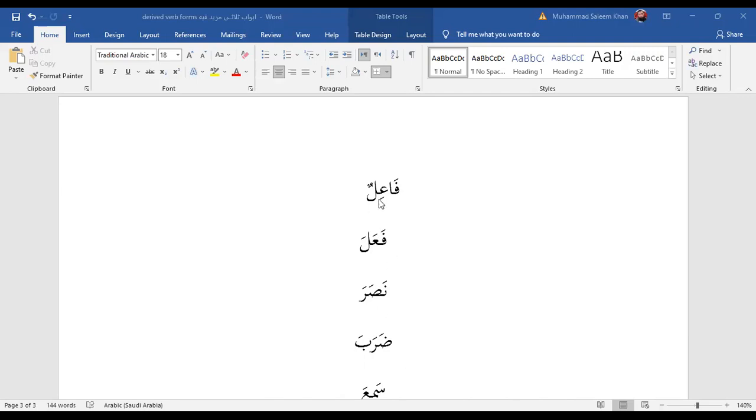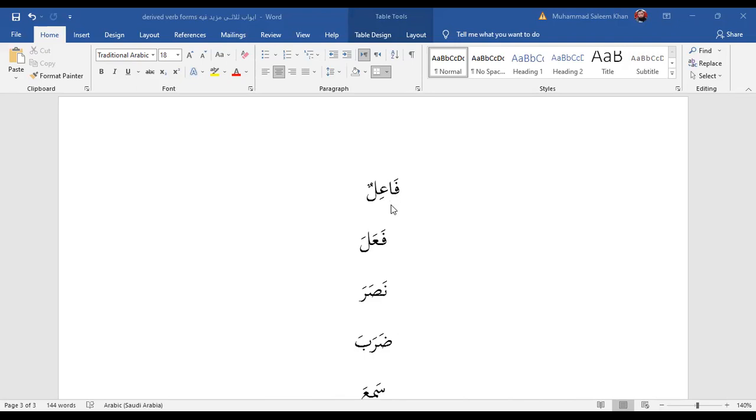Fa'ilun. So basically what happened, the root letters remain the same. And after the first root letter, there is an addition of alif. And then we make it fa. And then, of course, the harakat will be the same as the second root letter. After alif, the second root letter has kasra, and the ending is with tanween. So it will be fa'ilun.